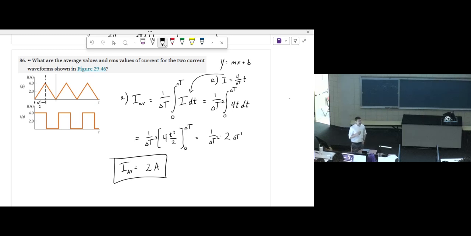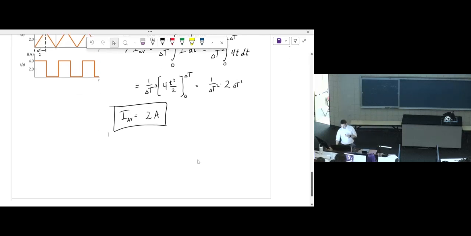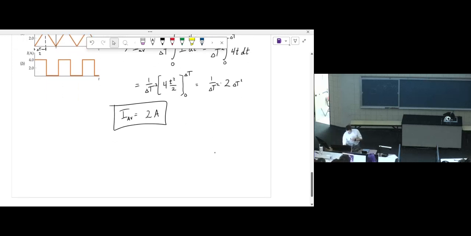So what about the RMS? The RMS current. Well, for the RMS current, what you have to do for that is that I RMS is equal to 1 over delta t times the integral going from 0 to delta t of, now we want I squared dt, and bear in mind that we'll have to take the square root of all of this by the end. Right?